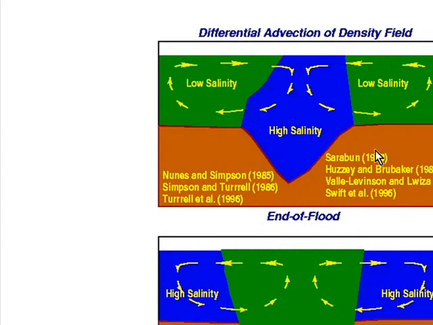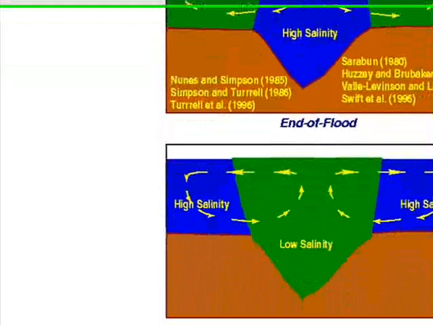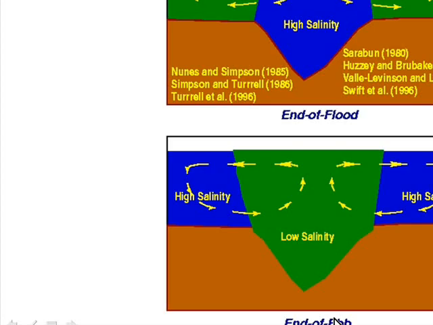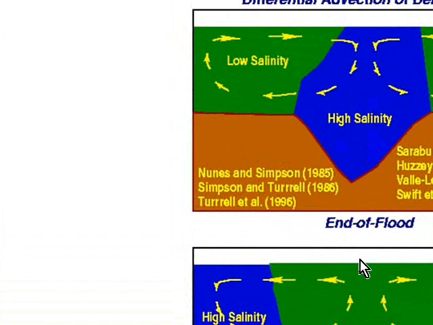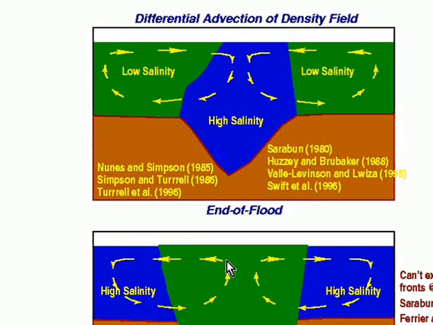So you have a lot of references here that have used this mechanism to explain the convergence at the surface. And during ebb, by the end of ebb, you would have the opposite. You'd have more advection of low salinity water here than here, in such a way that by the end of ebb, you have low salinity water here and high salinity water on the shoals. So because you have low salinity water here, that would cause the water to move to the sides at the surface. Right? So that results in a divergence at the surface and convergence at depth.